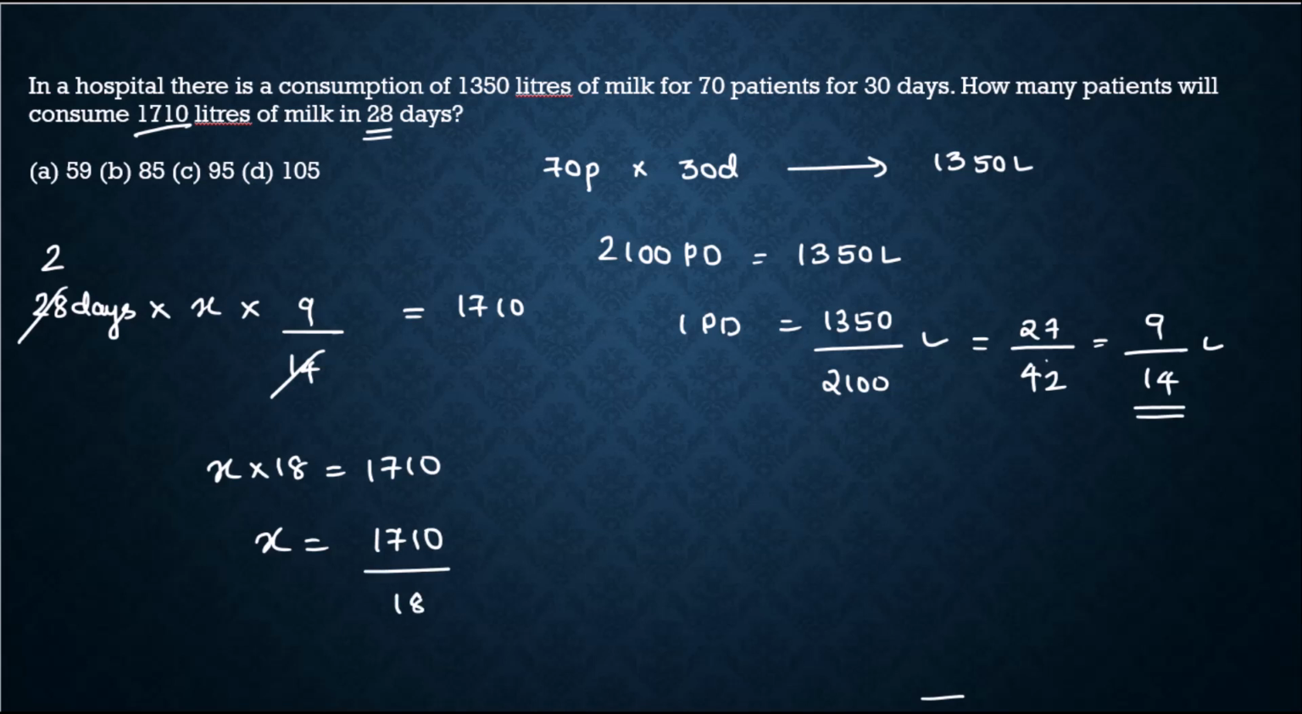Therefore, X is equal to 1710 divided by 18. Okay. Do the cancellation. 1710 divided by 18. Obviously, it is not going to be 10. Obviously, it is going to be 95 times. No doubt in that, because 10 is 180. So 18 into 9, 72, 7.